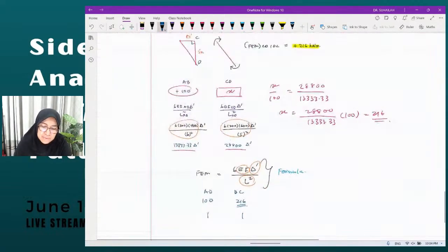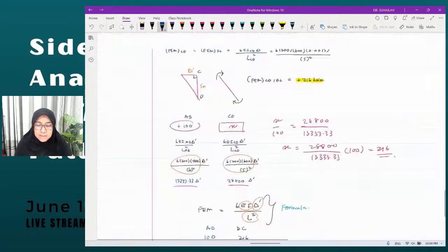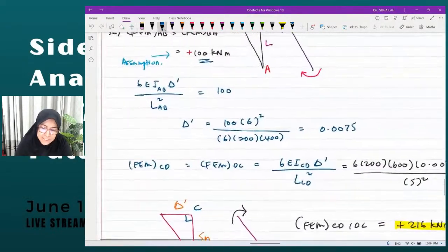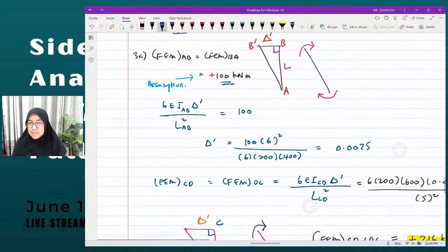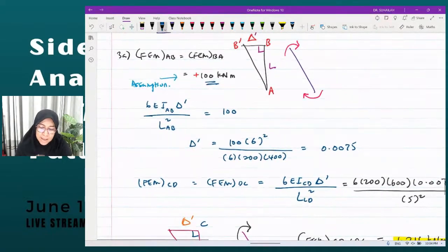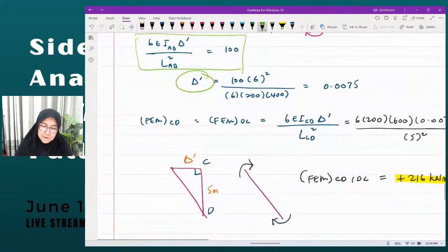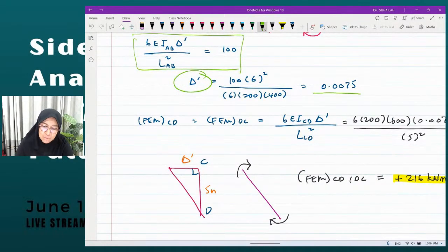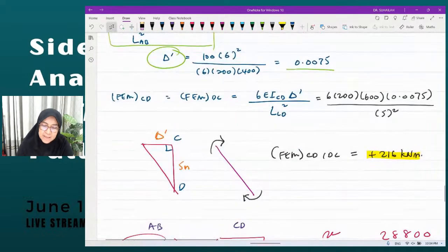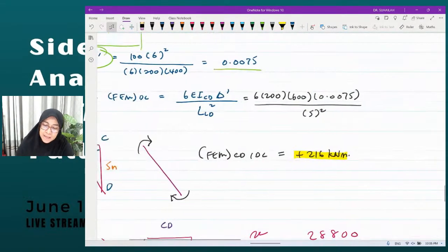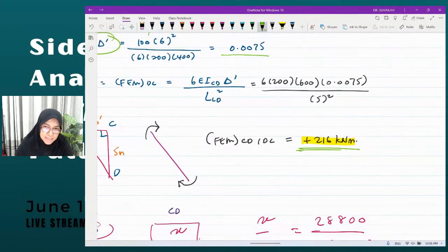So we have the option to use the method given in the textbook, where you equate the formula with the 100, then calculate the value of delta prime, and then substitute the delta prime value into the FEM for CD, and then we will get 216.